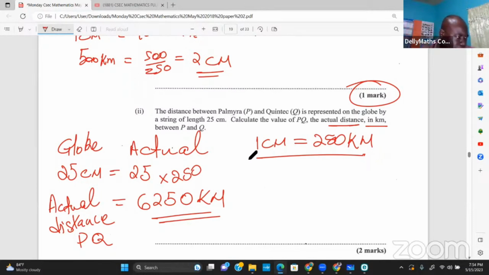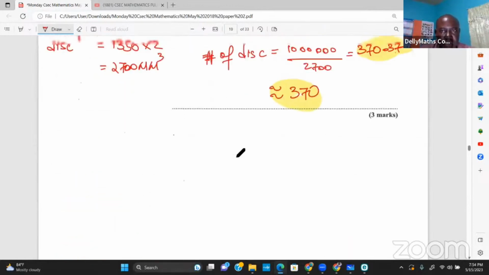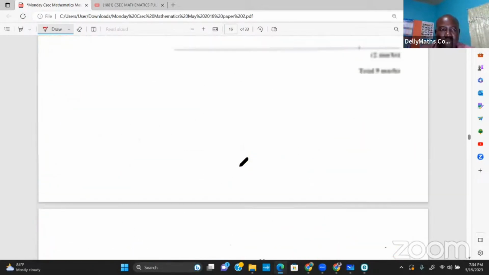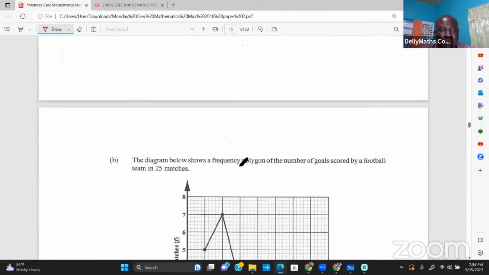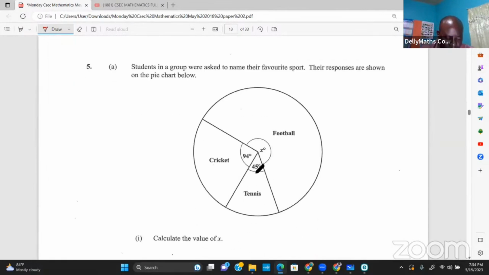All right, let's just attack the final one. Let's go up to question 5. Starts here, yeah. All right, nice one. Question 5 says, students in a group were asked to name their favorite sport. Their responses are shown on the pie chart below.